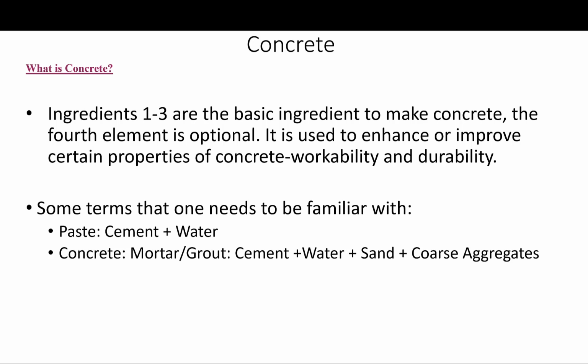Okay, so ingredients 1 through 3 here, as from this slide, are the basic ingredients to make concrete, as I said. The fourth element, which is admixtures, is optional. It is typically used to enhance or improve certain properties of the concrete, such as workability or durability. Some terms that one needs to be familiar with to make sure we know what the distinction is. The paste, when we say paste, that means cement plus water. When we say concrete, that's cement, water, sand, and coarse aggregate. Okay? So those things you have to be familiar with.